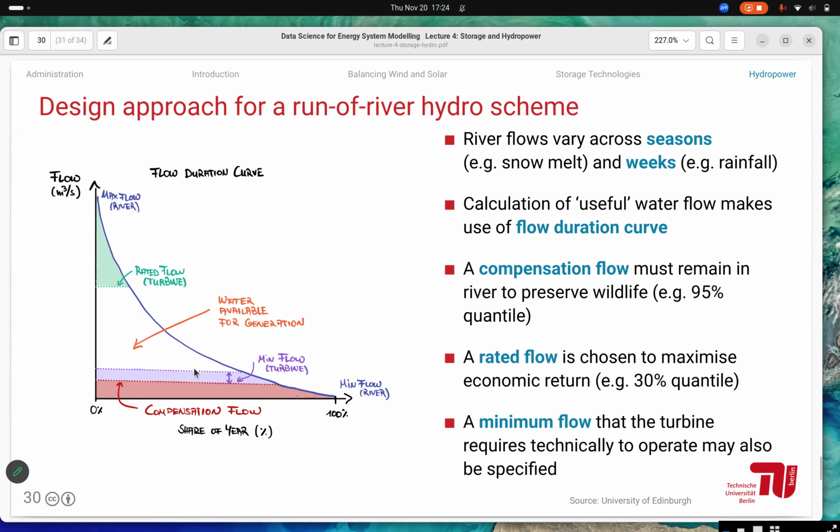And then what you're left with is this wide area here. That is the water that in principle you have available for generation after taking into account environmental constraints and technical and economical constraints of the turbine. In terms of time series, you can disentangle this flow duration curve again into a time series, and then you would have this flow deducted from it and the maximum value kept to this value.